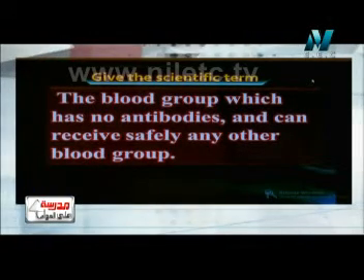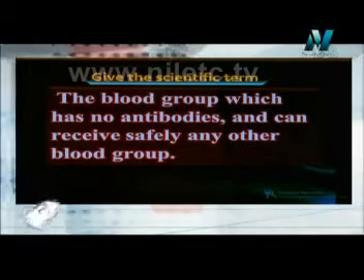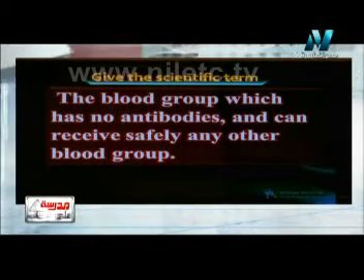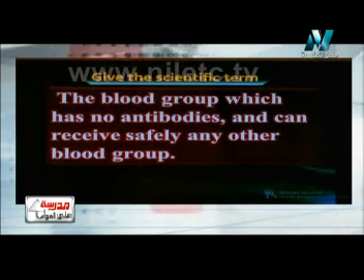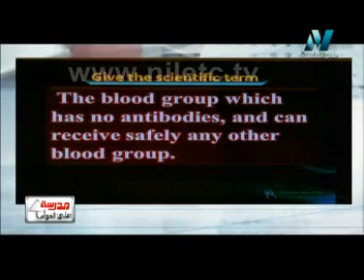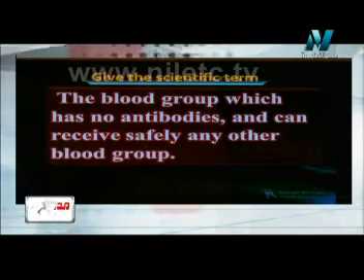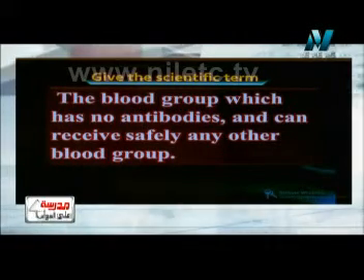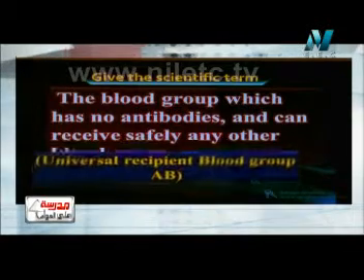The next question. The blood group which has no antibodies and can safely receive any other blood group acts as a universal recipient, which is the AB negative blood group.